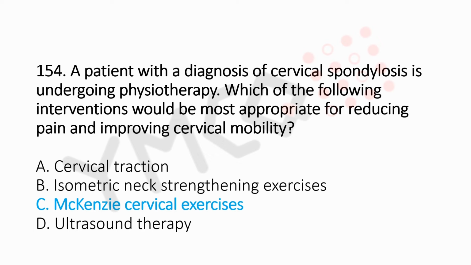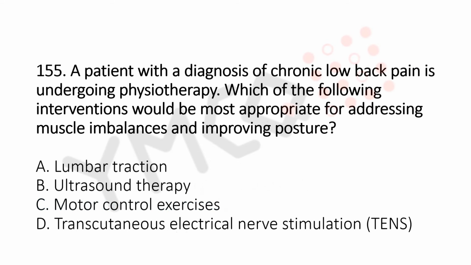Now let's move to question number 155. A patient with diagnosis of chronic low back pain is undergoing physiotherapy. Which of the following interventions would be the most appropriate for addressing muscle imbalance and improving posture? Option A, lumbar traction. Option B, ultrasound therapy. Option C, motor control exercises. Option D, transcutaneous electrical nerve stimulation. And the answer is Option C, motor control exercises.